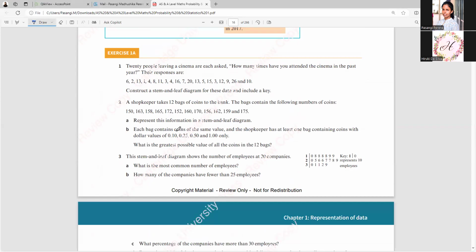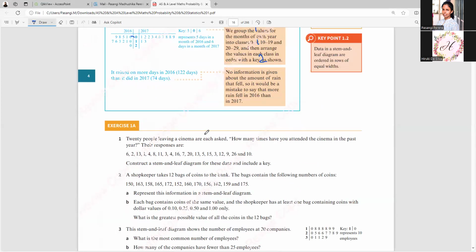So here they have mentioned a shopkeeper takes 12 bags of coins to the bank. The bags contain the following number of coins: 150, 163, 158, likewise. Then represent this information in a stem and leaf diagram. When it comes to stem and leaf diagram, first two numbers we have to use as stem, right? For the leaf, that will be having only the last digit. Yeah, that one's fine. Okay.